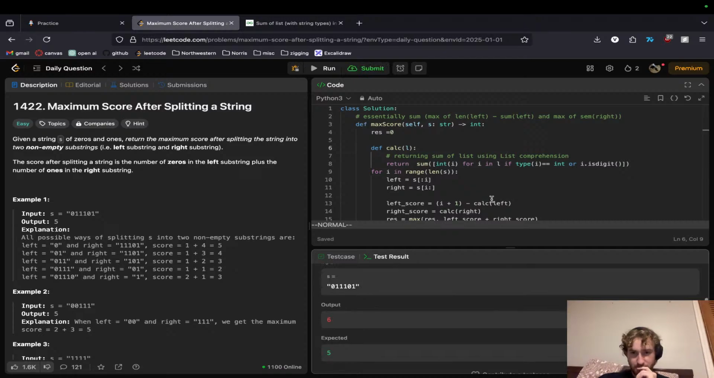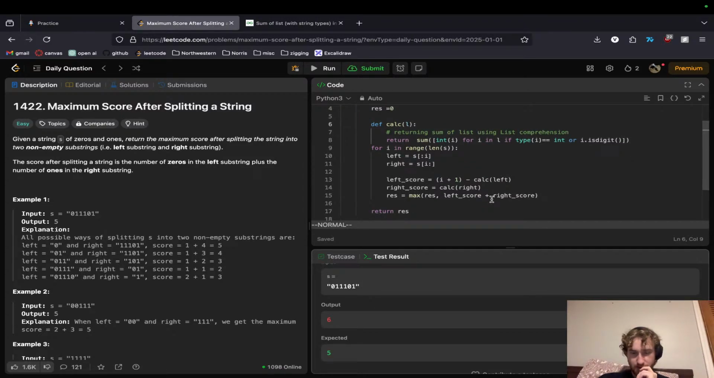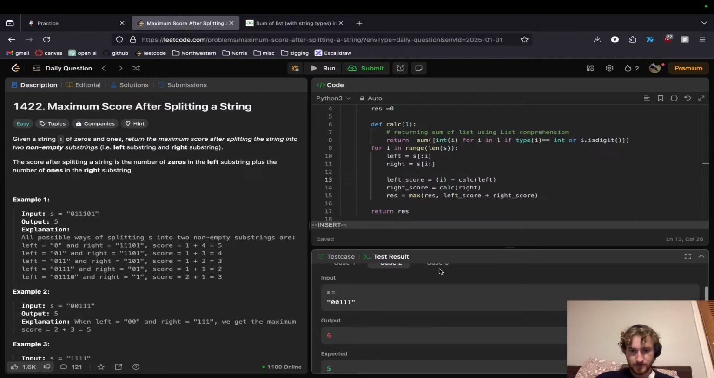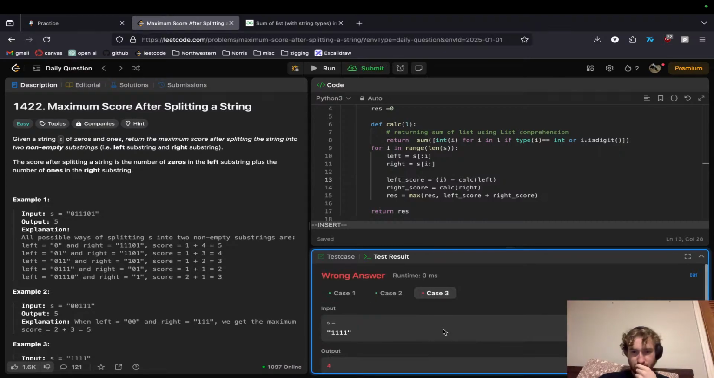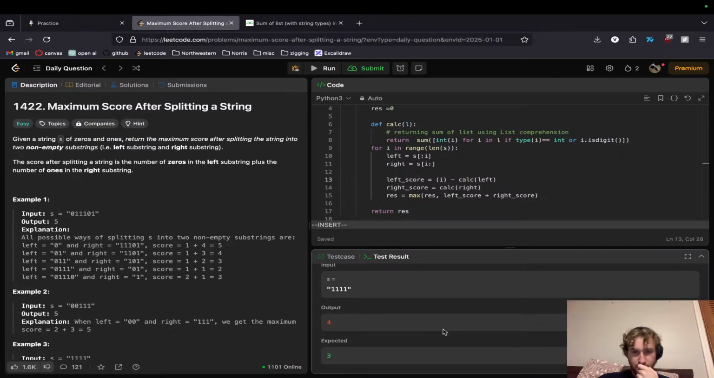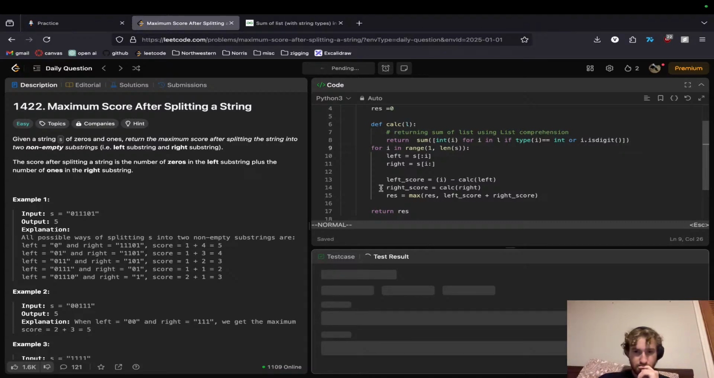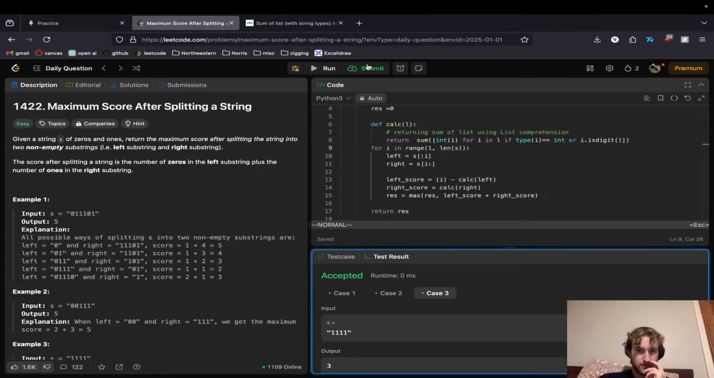Wrong answer. Off by 1. Is it off by 1 consistently? Nope. Why is this an output of 4? How? Oh, because it has to be non-empty. So 1 up until the length of it. Okay. Should work.